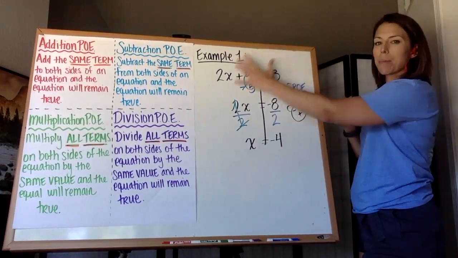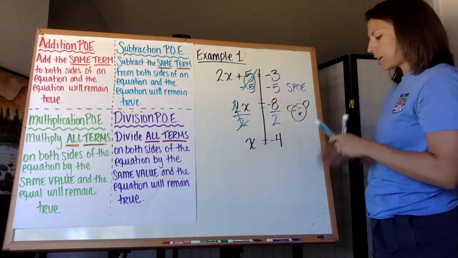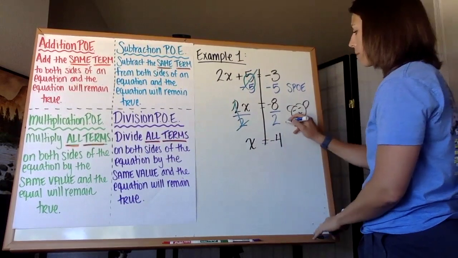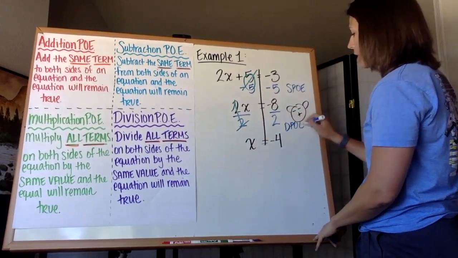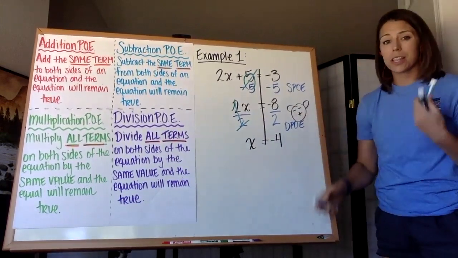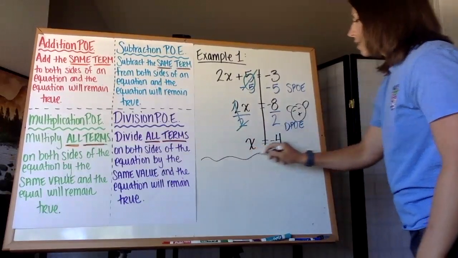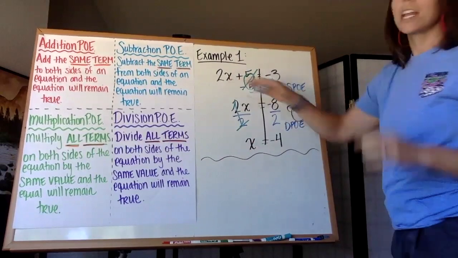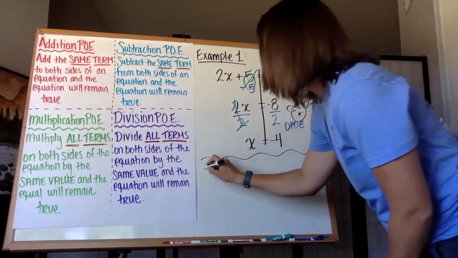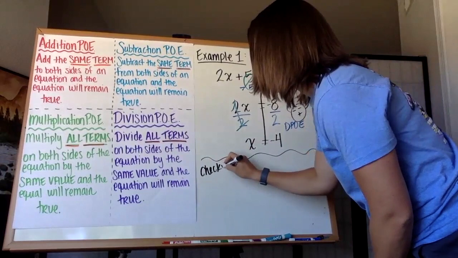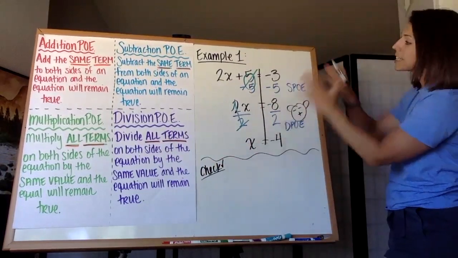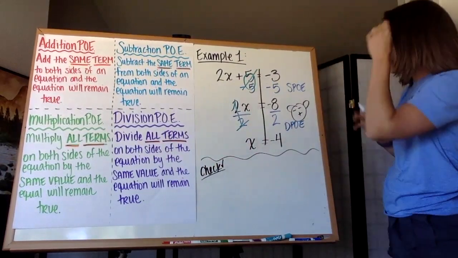Now, even though I feel like my work looks really good, and I used my subtraction property of equality and my division property of equality, I'm still not sure that this is correct until I do an actual check. So now let's check by plugging in negative 4 for x in the original equation. And the check is the most important step here because this tells you whether or not you did everything right.